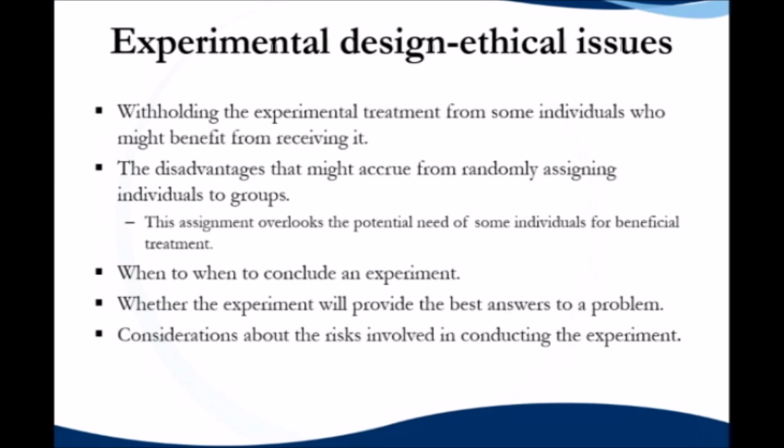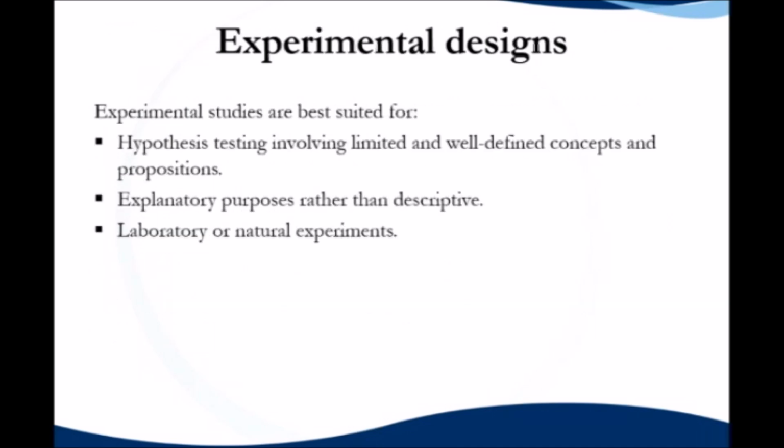So you need to also manage that and say, maybe I can't do it for 6 months. I have to do it for a month until I see a little bit that there is light, because you are withholding the benefits of this treatment from the other group. As I've said, it overlooks the potential need for some individuals to benefit from the treatment. You have to think about when you are going to conclude an experiment, and you have to decide whether the experiment will provide the best answers to a problem. You also have to think about the risks and the benefits. Obviously, especially when it involves humans, the benefits have to outweigh the harms that can potentially be incurred.